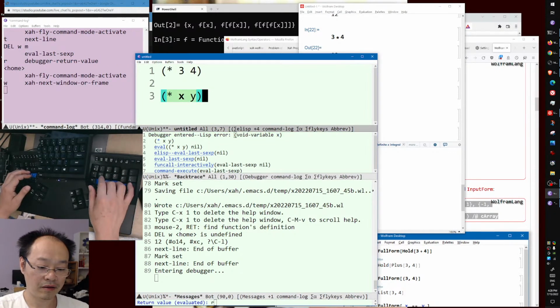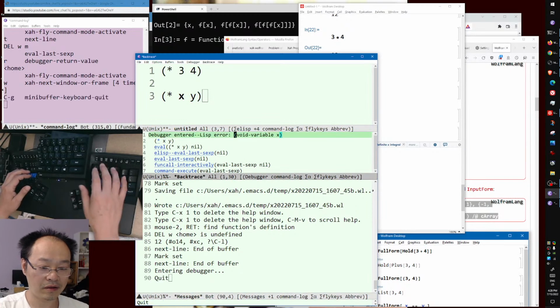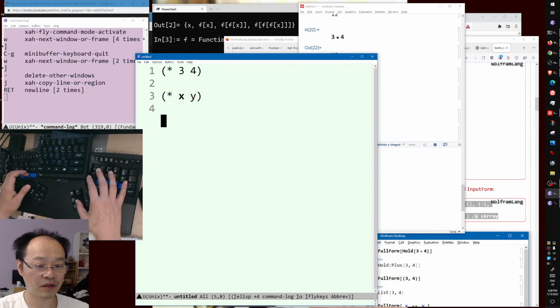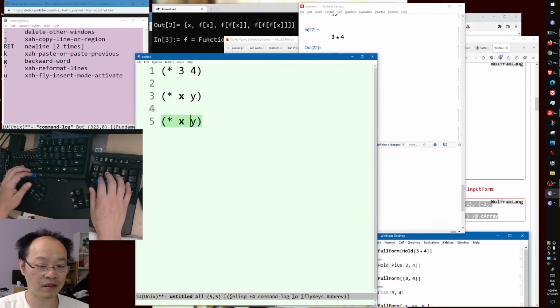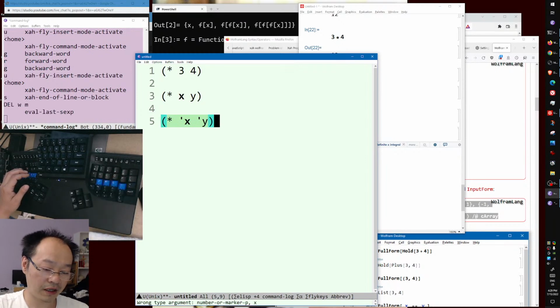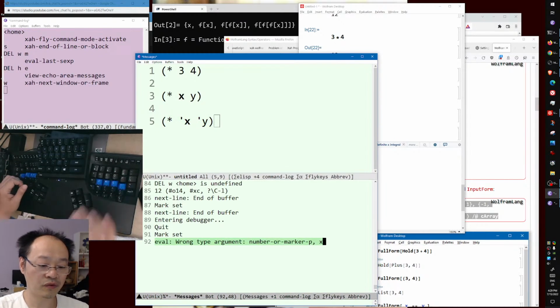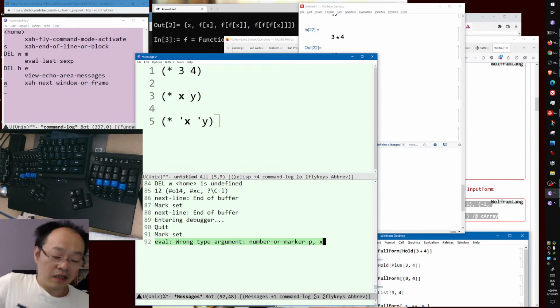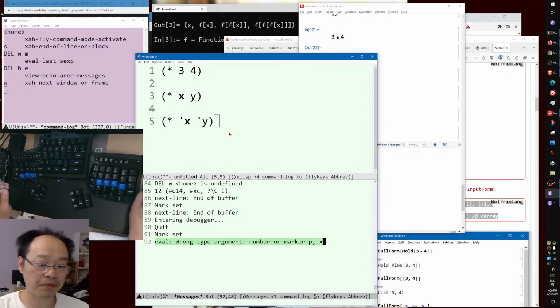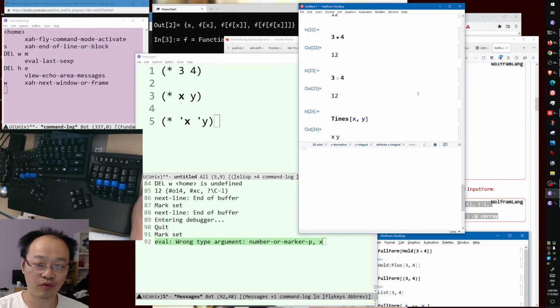But what if you quote it? For example, let's try this way. You still get an error. You see, wrong type of argument, number or marker p. So even Lisp is also symbolic, but it doesn't go all the way. So Wolfram language can.